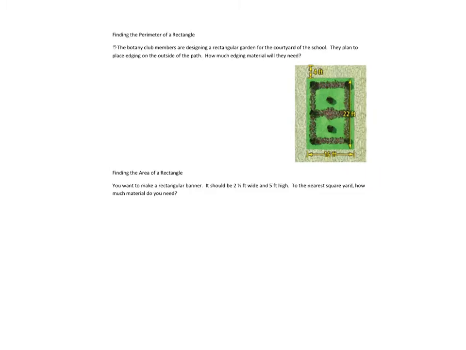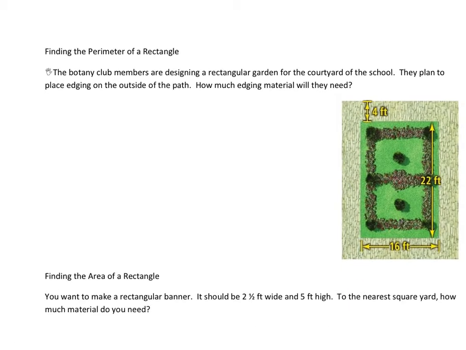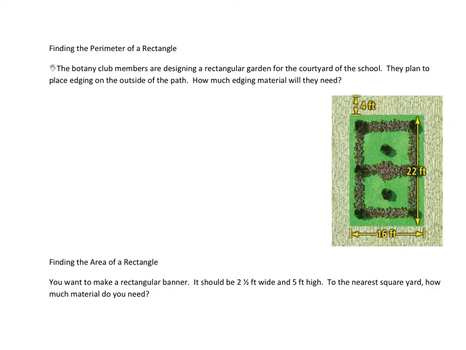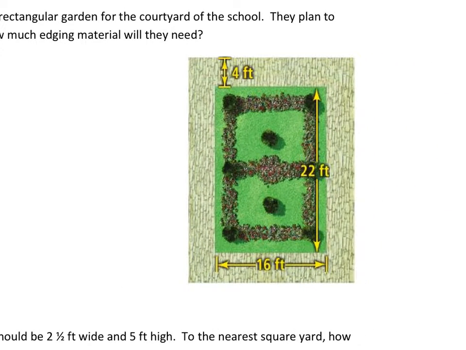Finding the perimeter of a rectangle. The Botany Club, botany is just plant life, members are designing a rectangular garden for the courtyard of this school. They plan to place edging on the outside of the path. How much edging material will they need? So this is telling us that they want edges around this outside area here. All right. Well, let's talk about how we can figure this out.